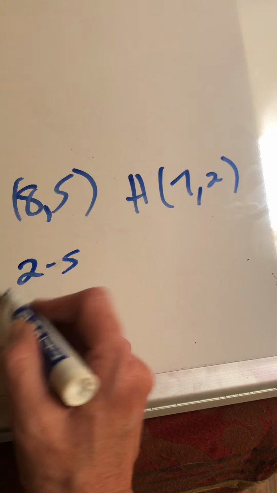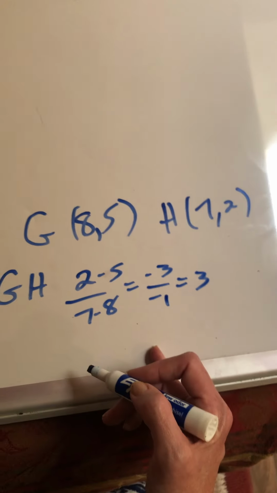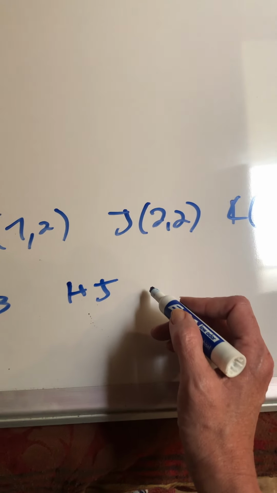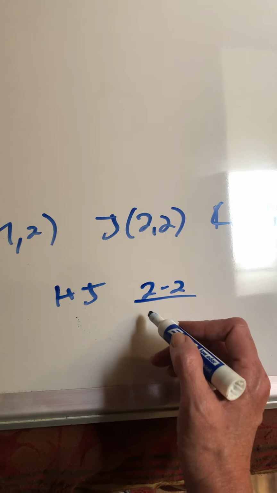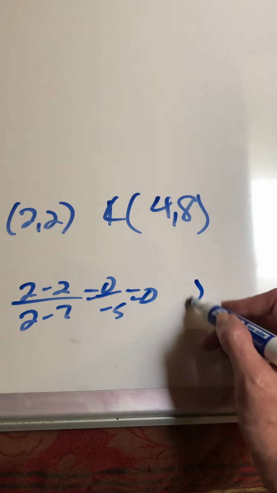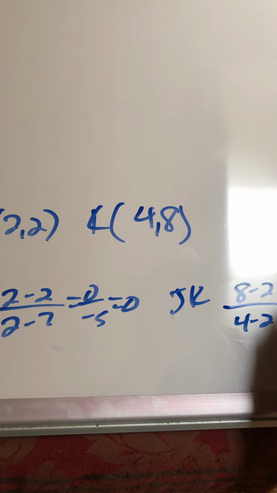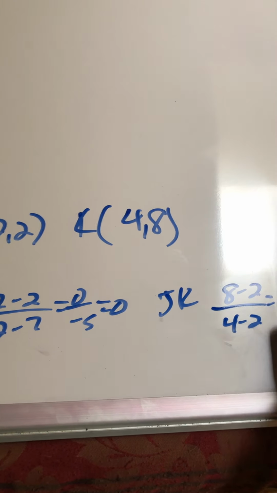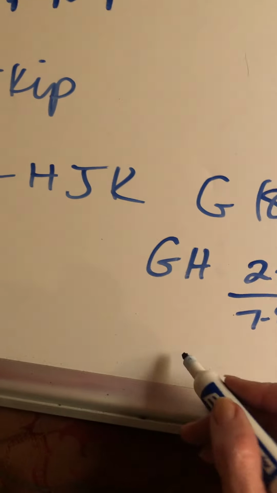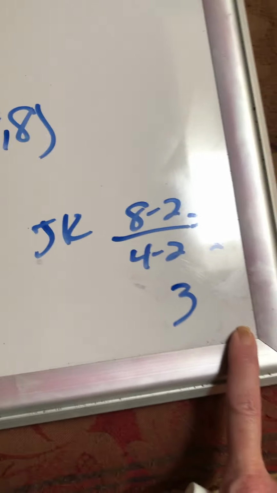So that would be 2 minus 5 over 7 minus 8, which would be -3 over -1, which is 3. So that's GH. Then I look at HJ, which would be 2 minus 2 over 2 minus 7, which is 0 over -5, which is 0. That's HJ. Then I'll do JK. JK is 8 minus 2 over 4 minus 2, which would be 4 over, it would not. It would be 6 over 2, which is 3. So right now, I have GH at 3 parallel to JK at 3. So this slope is 3, JK's slope is 3, so these are parallel.